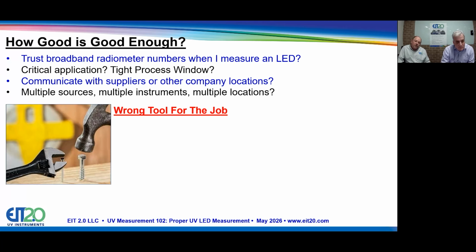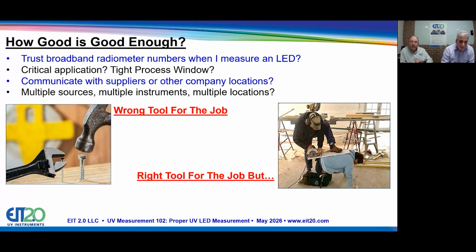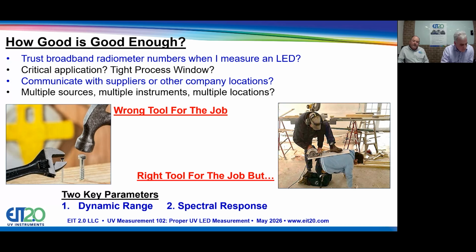You can take the wrong tool for the job, and that's what can happen if you use a broadband radiometer to measure an LED. You can also take the right tool for the job, but maybe not use it in the right manner or the way that it was designed. So please do not try this at home, as we say. Two main things that we want to talk about here. Number one would be dynamic range. It's important that you understand what your radiometer is doing. And the second thing is going to be the spectral response.